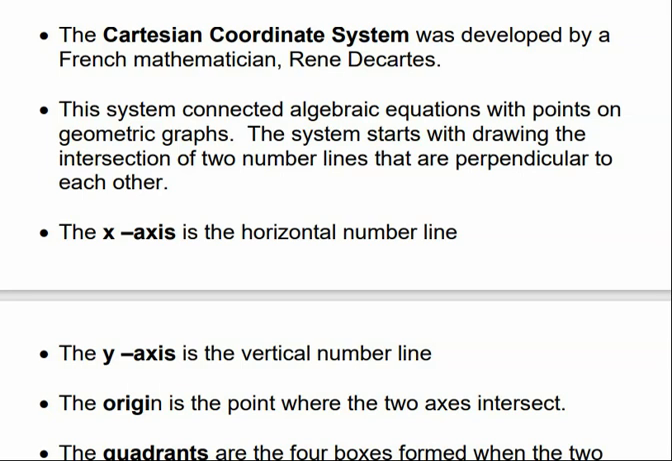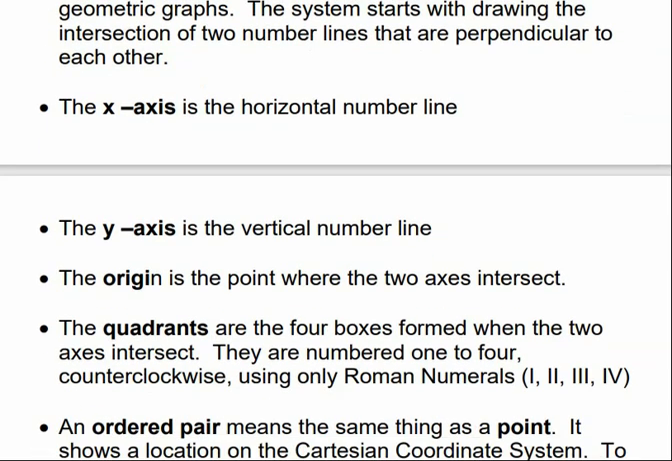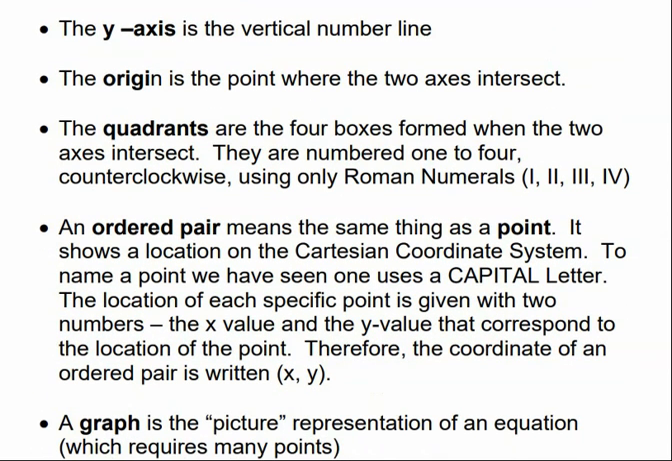The two number lines are called the x-axis, which is the horizontal number line, and the y-axis, which is the vertical number line. And then the point where they meet is the origin. This divides our graph up into four boxes or four parts, and those are called quadrants. Those quadrants are numbered using only Roman numerals, and they go counterclockwise, starting with the upper right box.